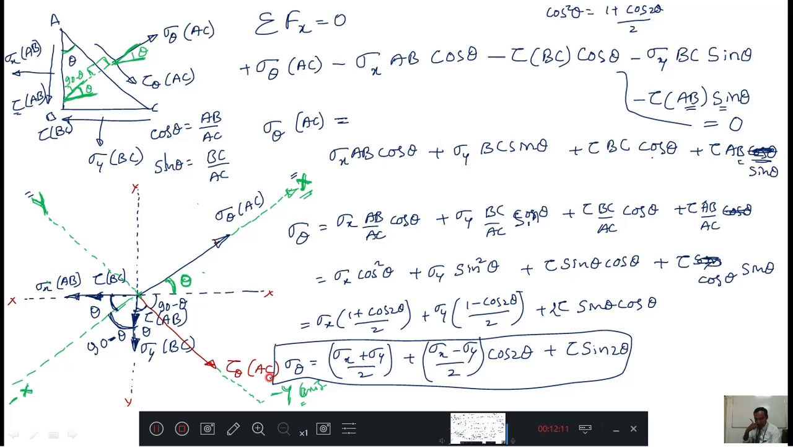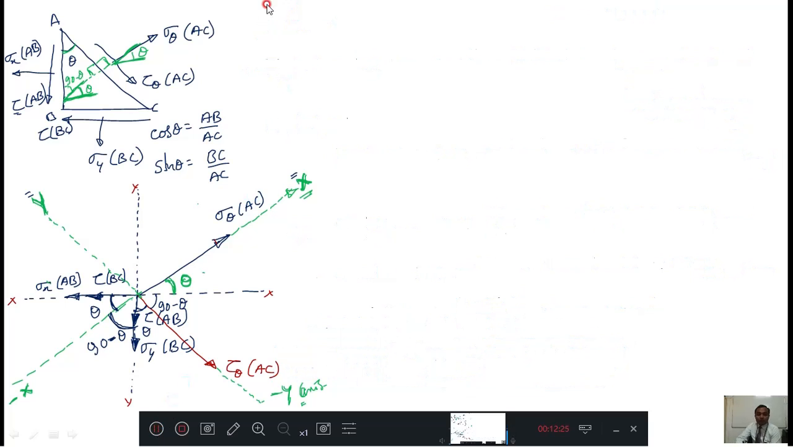Okay, very important equation. Any doubts? No doubt. Thank you. Now we'll go to the second derivation. Pause it and write down. Now we will derive an expression for shear stress on that oblique plane, that is tau theta. Where is tau theta? Here is the tau theta.